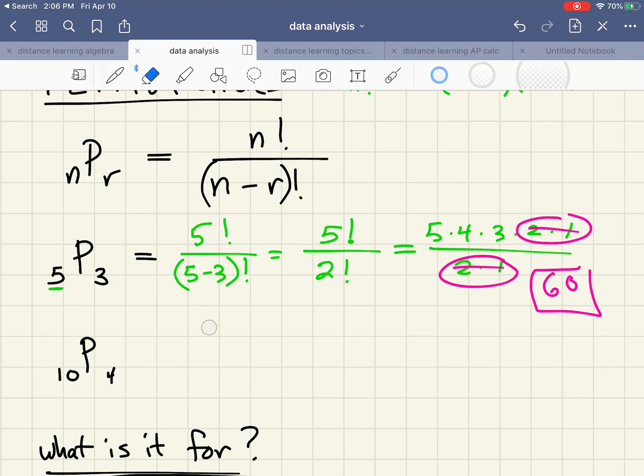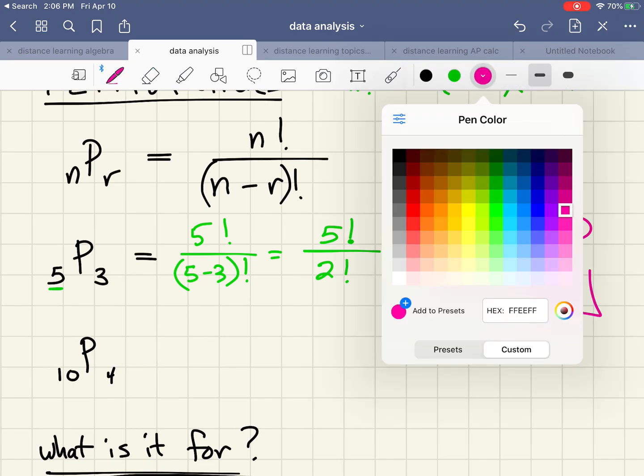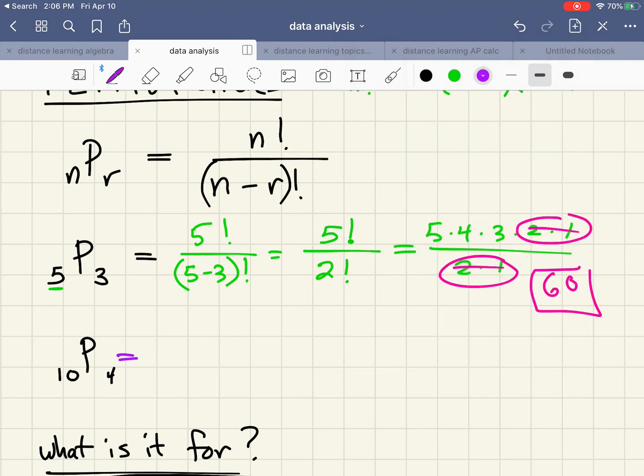On this problem, 10P4, I'm going to use a different color so that it stands out, I'll use like a lighter purple. So equals 10 factorial over, when I have students start this, I have them actually write the 10 minus 4, or in the previous problem, 5 minus 3, in the actual problem. Even though I know you can subtract, I want to know how you're getting that. Otherwise, how am I supposed to figure out if you're doing it correctly? So 10 minus 4, then we do our subtraction.